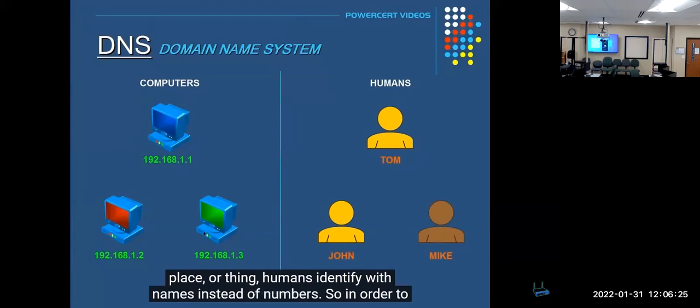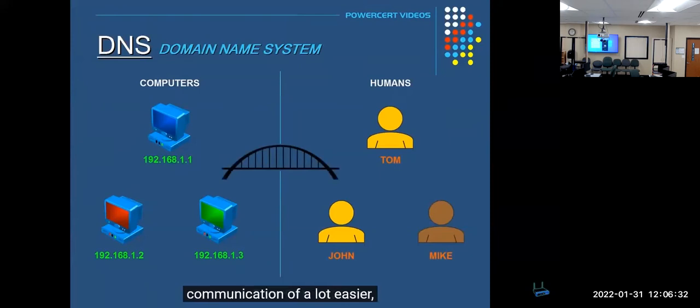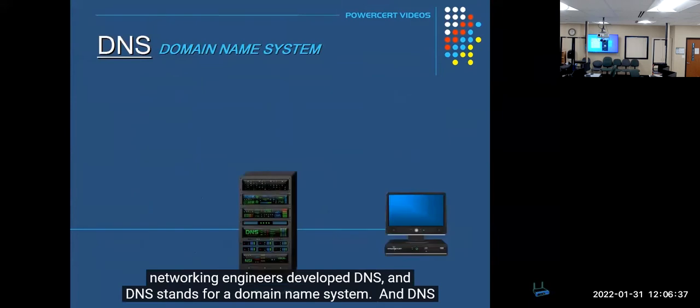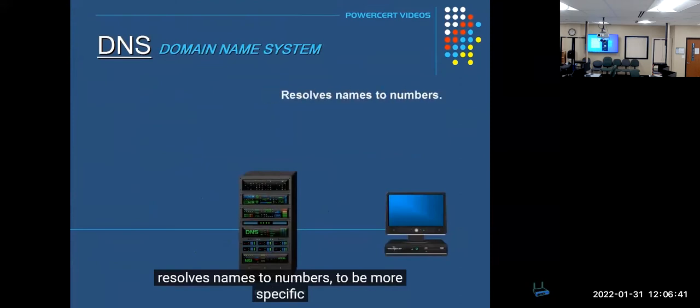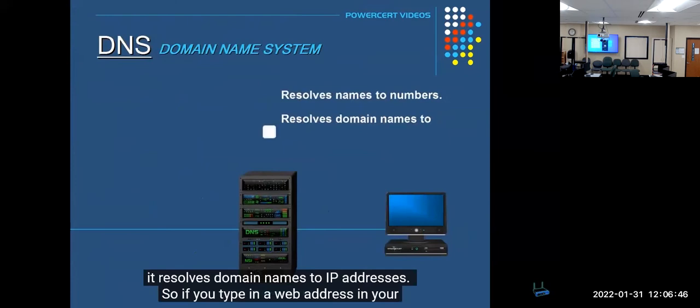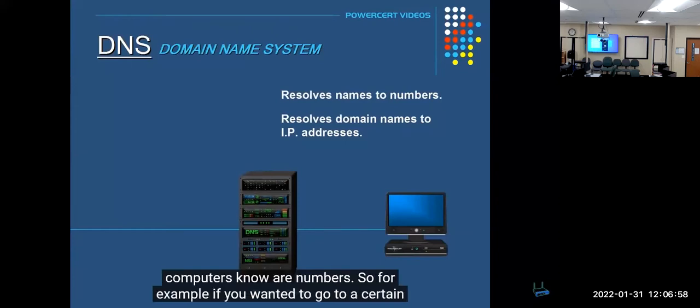numbers. So in order to bridge the communication gap between computers and humans and make the communication a lot easier, networking engineers developed DNS. And DNS stands for Domain Name System. And DNS resolves names to numbers. To be more specific, it resolves domain names to IP addresses. So if you type in a web address in your web browser, DNS will resolve the name to a number, because the only thing computers know are numbers.